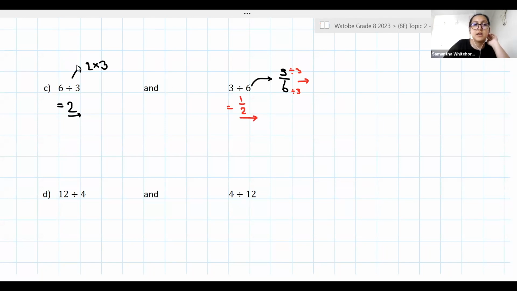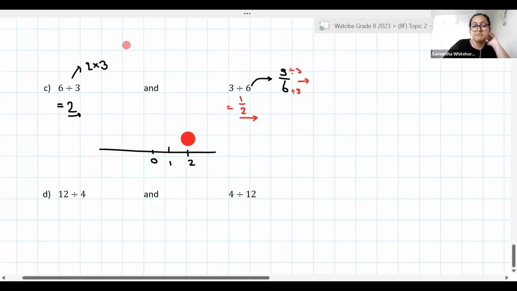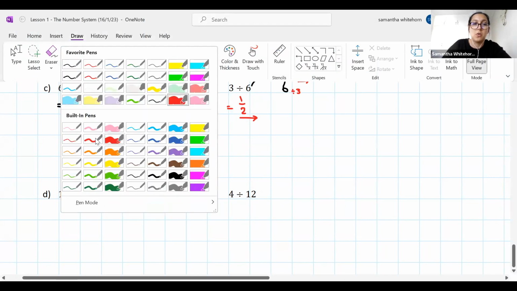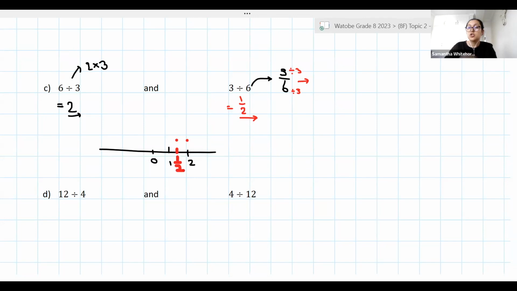Again, if I imagine this on a number line, and I'm not going to draw a perfect number line here. So there's 0, 1, 2. One of my values is here at 2. That was aggressive. I do apologize. Let's not do that. One of my values is here at 2, but my other value is at a half, so in between 0 and 1. Again, 2 different values. And so the order in which I divide numbers is very, very important.